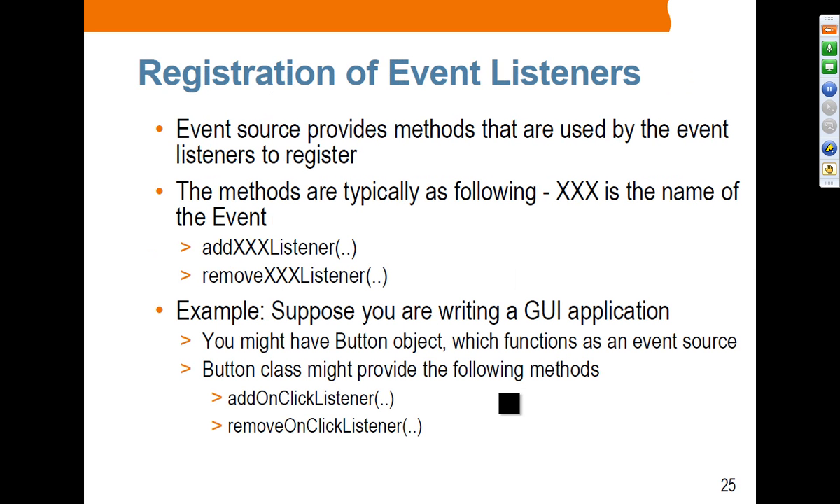So what are the methods that the event source has to provide for registration or unregistration? As I said before, the event source provides registration and unregistration methods used by the event listener to register. Those have to be in the form of addXXXListener and removeXXXListener, where XXX is the name of the event. Introspection can find out if there are any method patterns like addXXXListener or removeXXXListener. If a bean has this kind of method pattern, then introspection can figure out that this bean is in fact the event source.